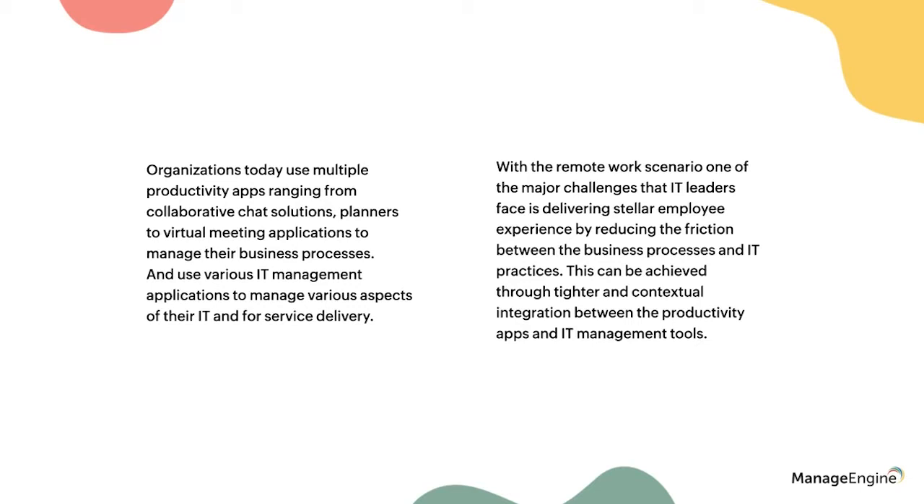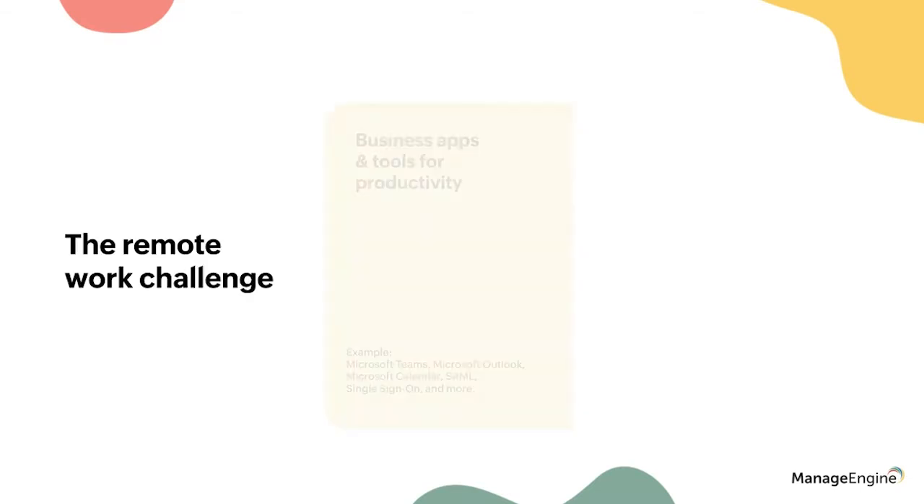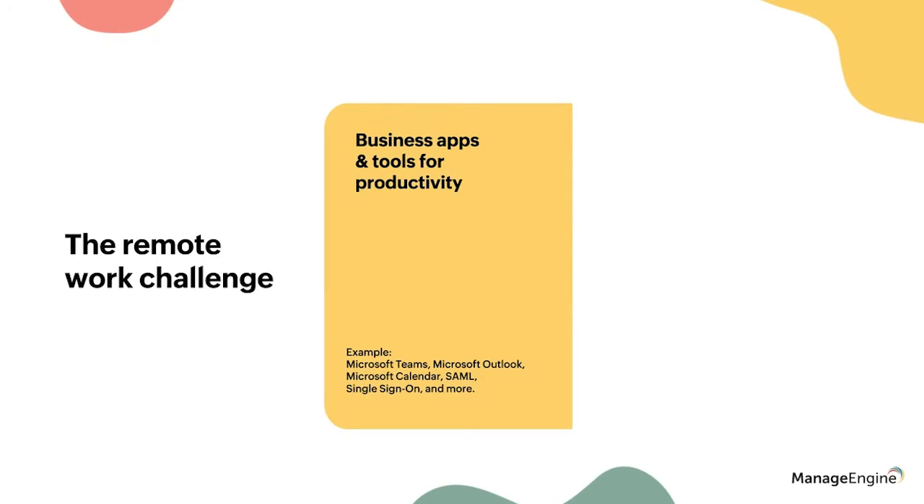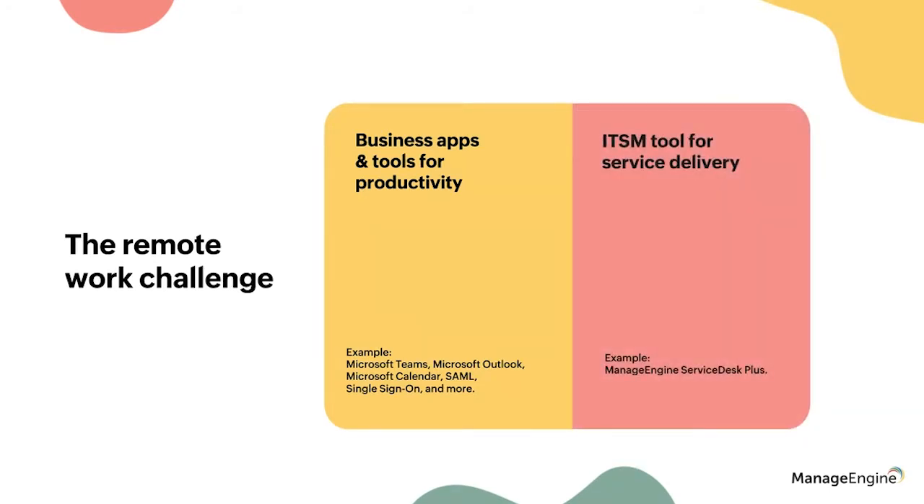So now most organizations have two sides of a coin, right? On one side, you have the business apps and tools for your productivity, and we have a couple of examples on the screen right now, like Microsoft Teams, Outlook, the calendar, and so on. And on the other side, we have the ITSM tools for service delivery, which is equally important for any organization, right? Your IT team makes sure that your employees' workstations and laptops are working, and that they are able to connect to their business applications and tools for effective collaboration.